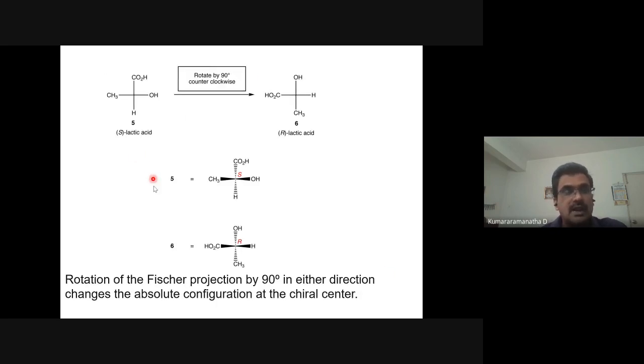Now, if you rotate the Fisher projection by 90 degrees in either direction, either right or left, okay, which changes the chiral center. For example, now we have S lactic acid. For example, the form is S. If you make a 90-degree counterclockwise rotation, so OH you are moving here, hydrogen comes here, COOH here, methyl here. We get R lactic acid.